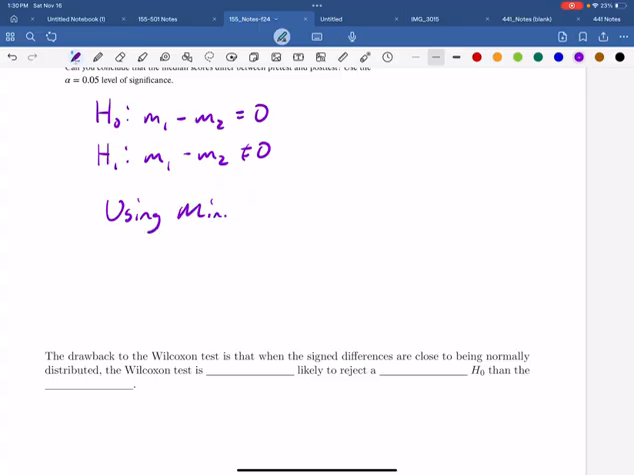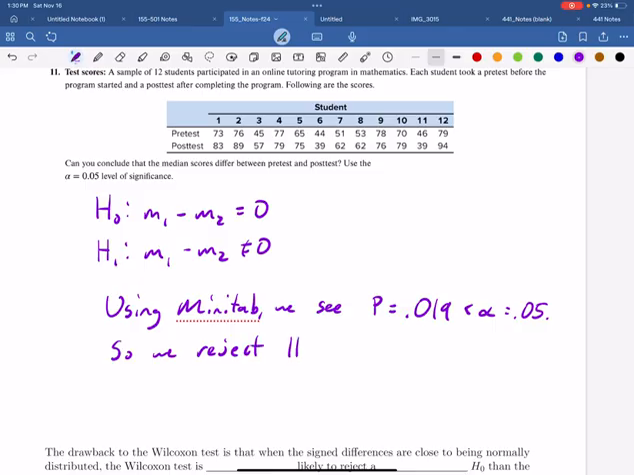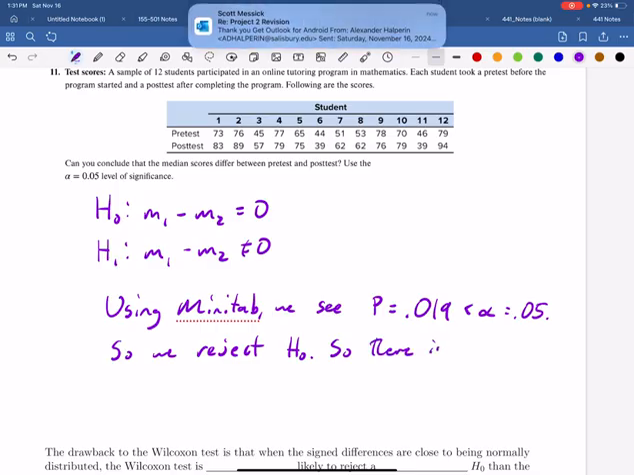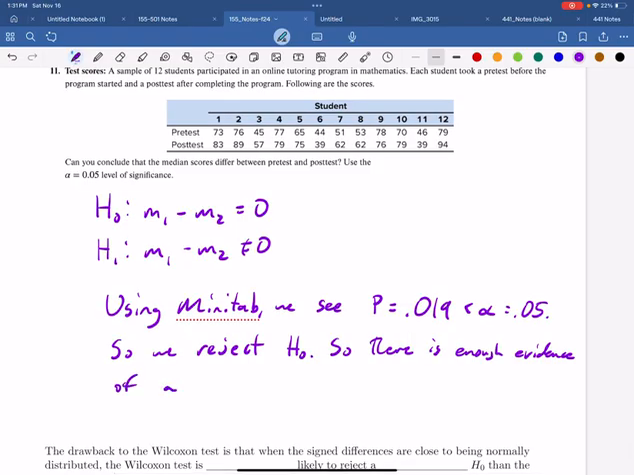Using Minitab, we see that p equals 0.019, which is less than alpha, which equals 0.05. So we reject the null hypothesis. So there is enough evidence of a difference.